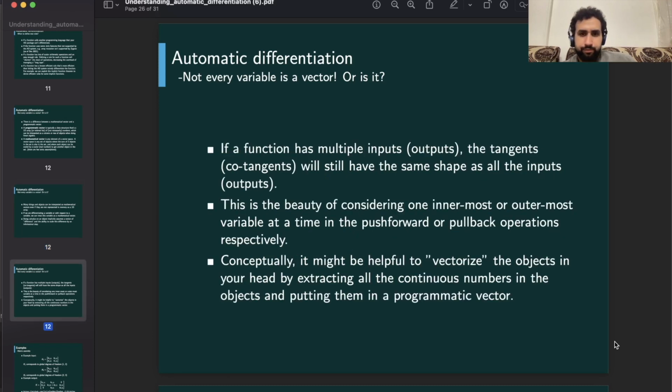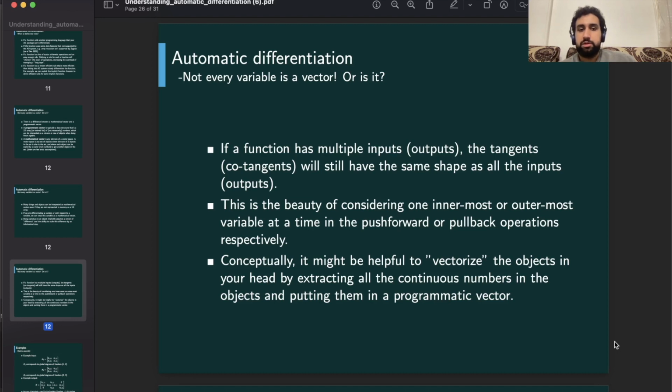Now, if a function has multiple inputs and outputs, and your function is no longer just a function that takes input arrays and outputs arrays, but takes some arbitrary number of inputs, and each input can have arbitrary data structures, then the really cool thing about this one variable at a time viewpoint that we talked about earlier is that the tangents and the cotangents will still have the same shape as the inputs or the outputs in this case, respectively, right?